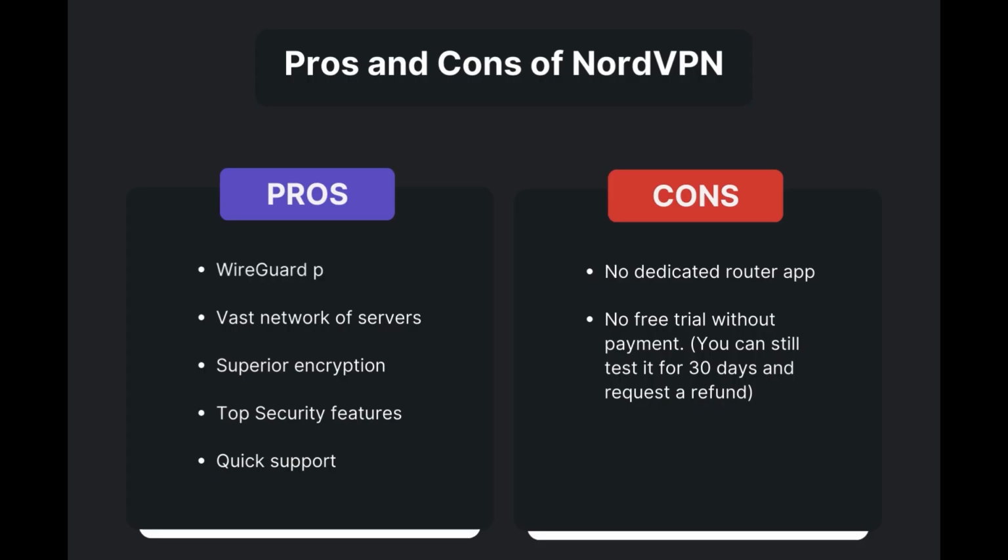Benefits of using NordVPN for low ping include swift and stable connections via the WireGuard protocol, an extensive server network for global access, top-notch encryption and security measures, and 24/7 customer support. However, there are a few drawbacks to note. No dedicated router app is available. No free trial is offered. Overall, NordVPN stands out as the best VPN for low ping.